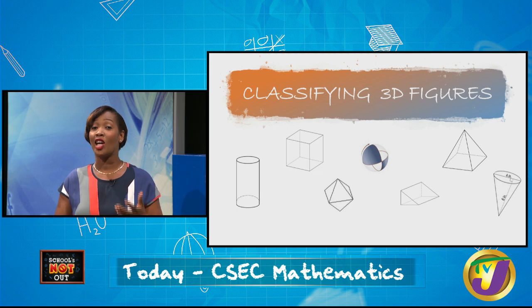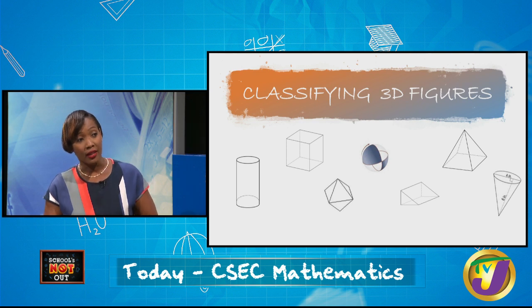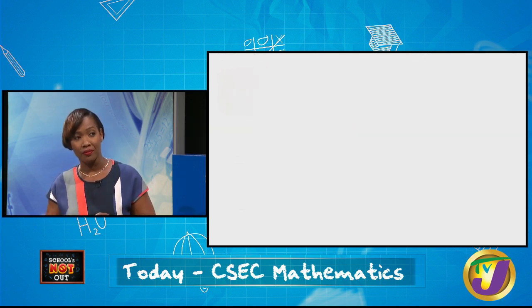A polyhedron is a solid with flat faces, which means each face is a polygon. Do you remember what polygons are? Your squares, your rectangles. Those are examples of polygons. All right, so let's look at our groups.